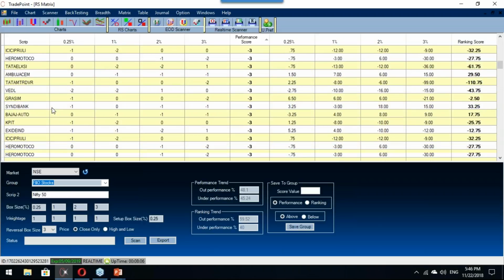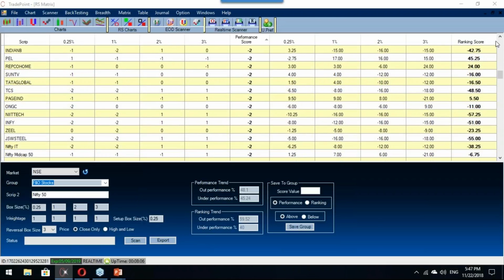On the other hand, if you look at Axis Bank, where will Axis Bank be? It should be at the bottom, isn't it? Bottom, as in we have sorted it in the reverse order. So it is a top performer.